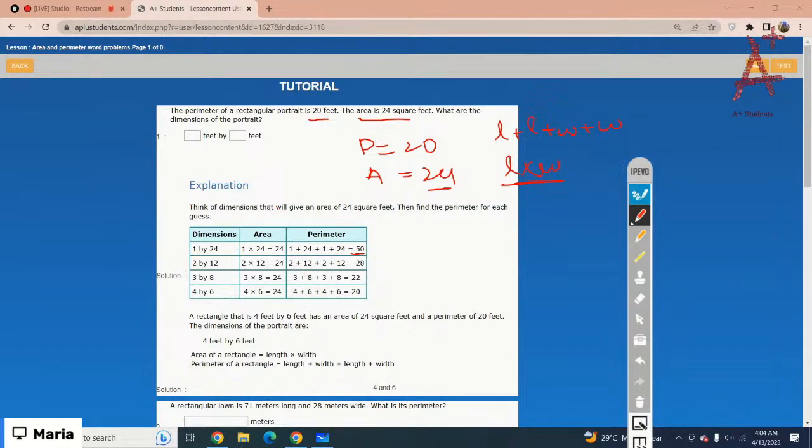This isn't the correct option. Then 8 times 3 is 24, but when you add, the sum is 22. So it would be 4 times 6, because when you multiply it makes 24 and when you add, it makes 20. That means the dimensions of the rectangle are 4 and 6. Okay, let's start with the practice questions.